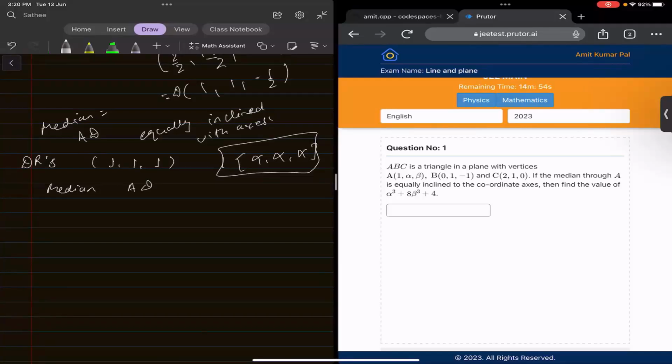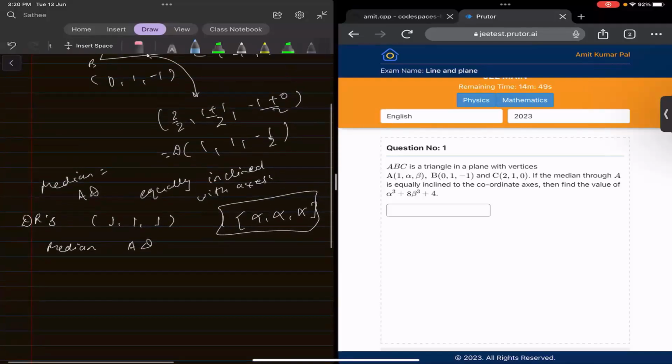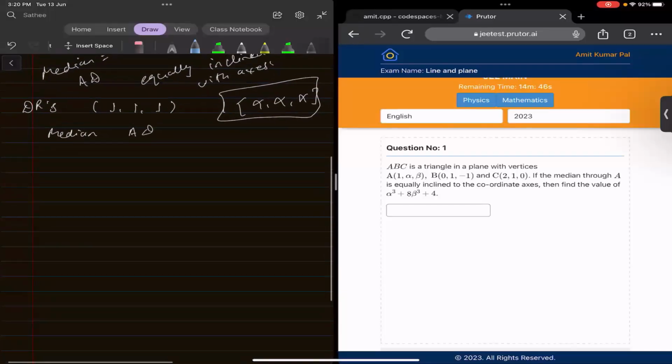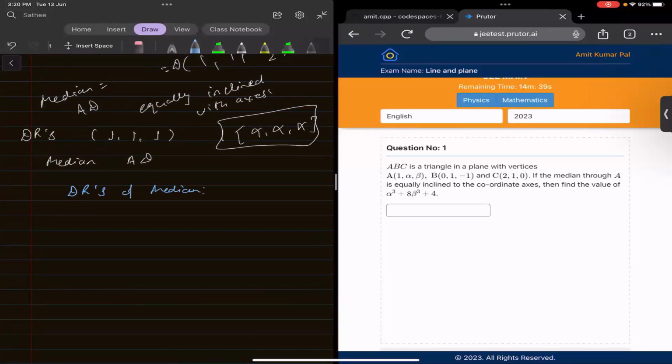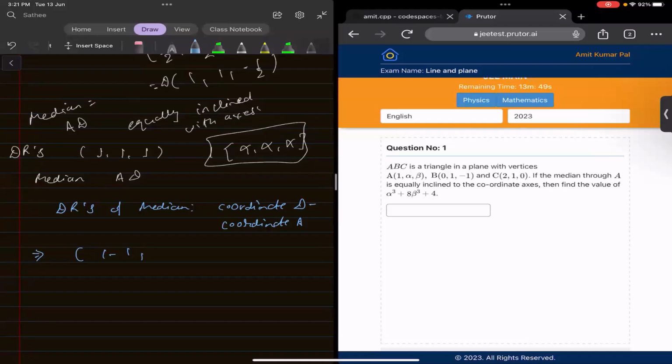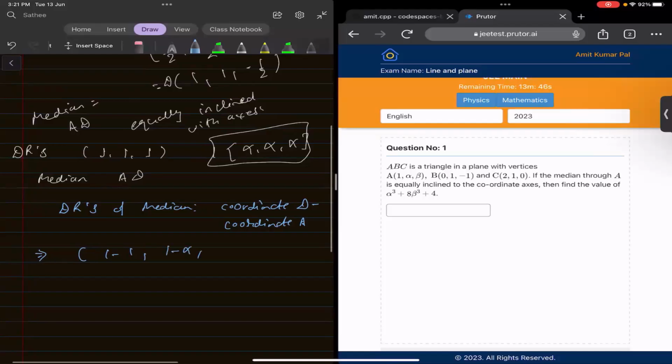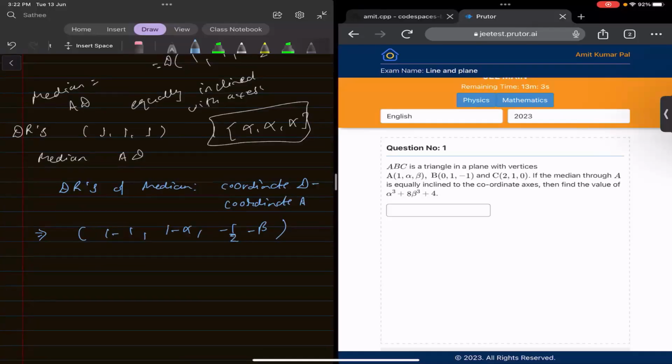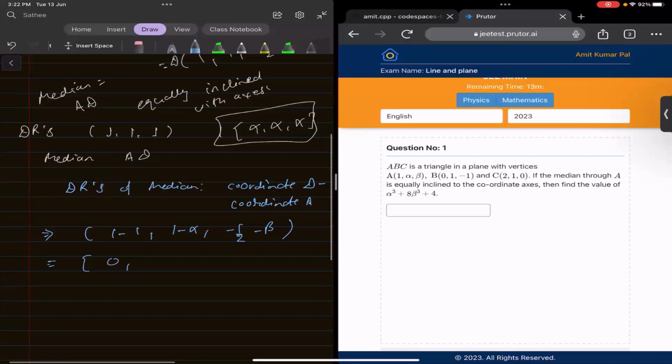So this is our D point, and what can we write about the DRs of the median? You know how to write the DRs of any line that is passing through two points. This should simply be equal to the coordinates of D minus the coordinates of A. So this becomes 1 minus 1, and this becomes 1 minus alpha, and this becomes minus 1 by 2 minus beta. So we can say that its DRs are 0, 1 minus alpha and minus 1 by 2 minus beta.